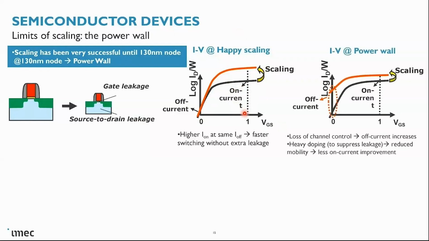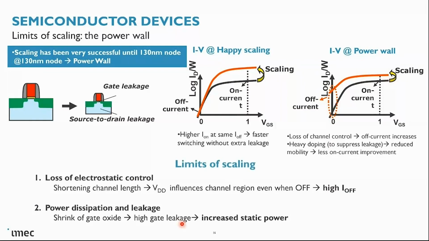And now we are at the power wall, where we have loss of channel control, so the off current increases. Heavy doping was used to suppress leakages but reduces the mobility, and so there is less on-current improvement. So to sum up the limits of scaling, we have loss of electrostatic control, which gives a high I-off, and power dissipation and leakage, which increase static power.